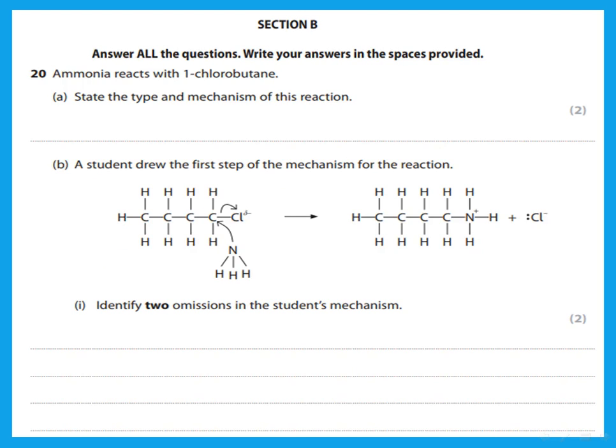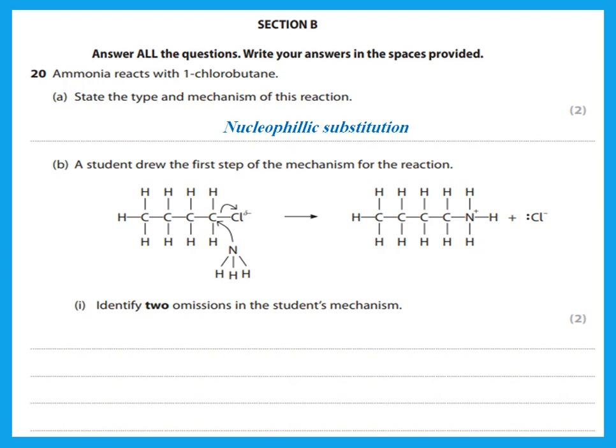So in section 2, you have this question: ammonia reacts with 1-chlorobutane. State the type and mechanism of this reaction. We said if we have ammonia, ammonia is something that has a lone pair of electrons. You are reacting it with a halogenoalkane. That means I'm going to try to replace the chlorine or the chloride with ammonia. That is a nucleophilic substitution reaction.